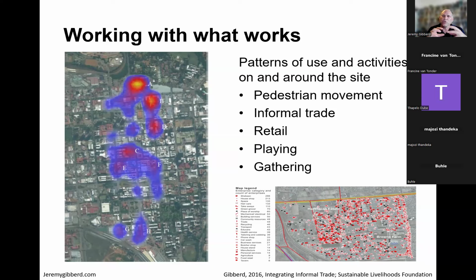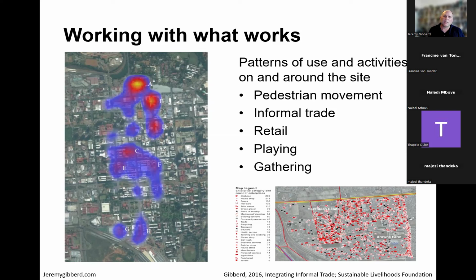So one of the very first things that you can do is go and do an assessment of the site and the surroundings and really understand pedestrian movements, things like trade, retail, where children play, where people gather, and understand those patterns and then reinforce, replicate, and use them in the way you design. The picture on the left, which looks a bit like a footprint, is a study I did on informal trade in the CBD in Pretoria. What I did was I mapped the intensity of informal trade, so the number of people selling maguinha, maize, whatever it is, all the different types of products. And you could see very clearly that if you wanted to support informal trade, you needed to work with what's there and build and support that.